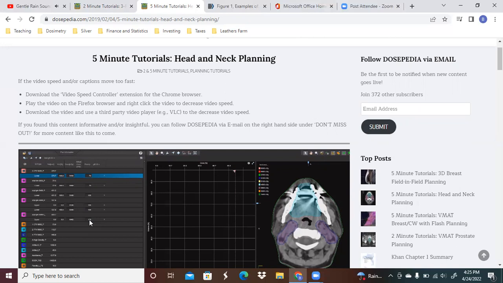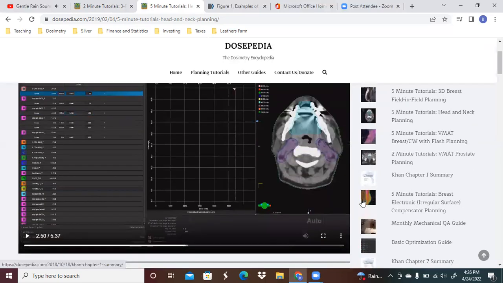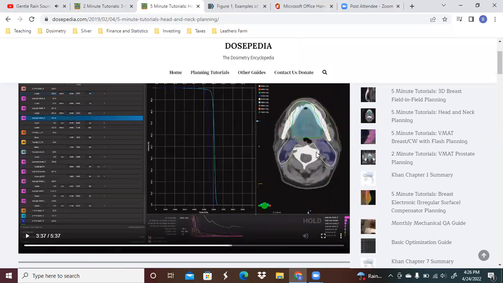Even after you've set up what the beam arrangements are going to be, what the beam energies are going to be or whatnot, you're telling the computer, hey, I want you to be able to produce a plan that generates a prescription dose of whatever amount to these volumes, and I want you to try to preserve the normal structures as much as possible.